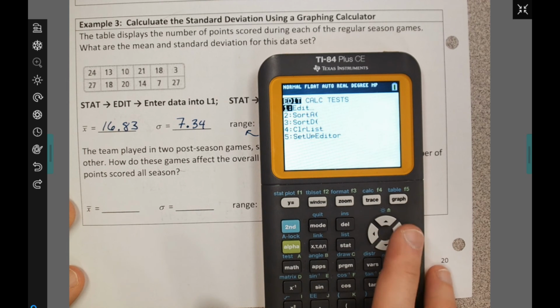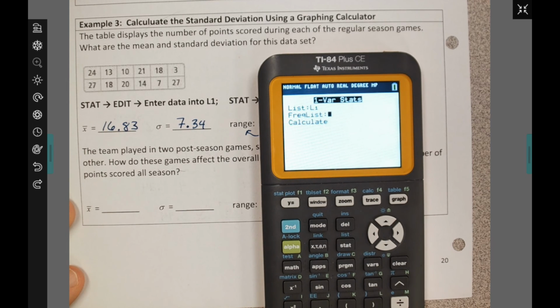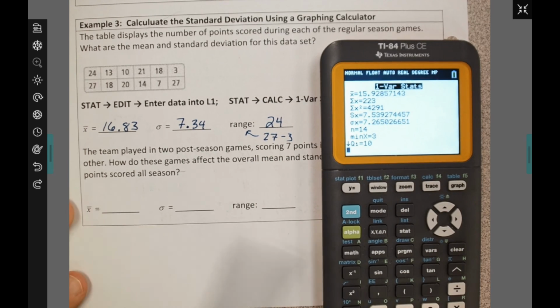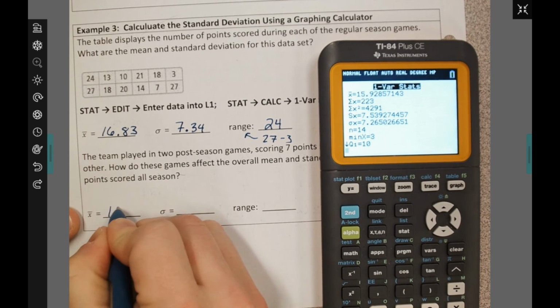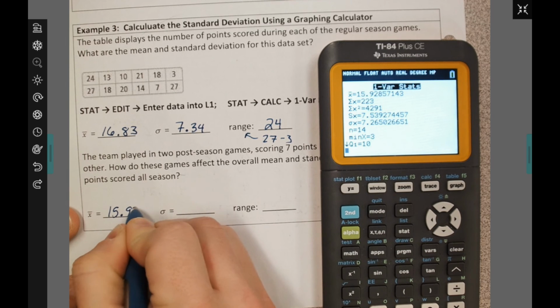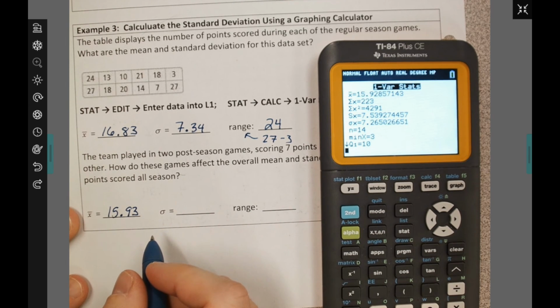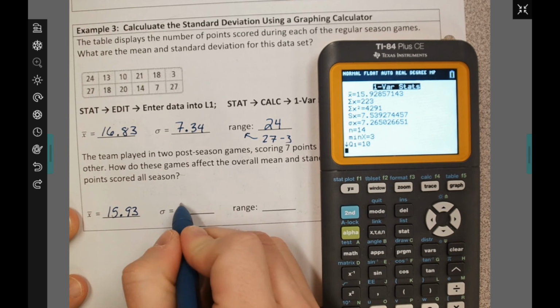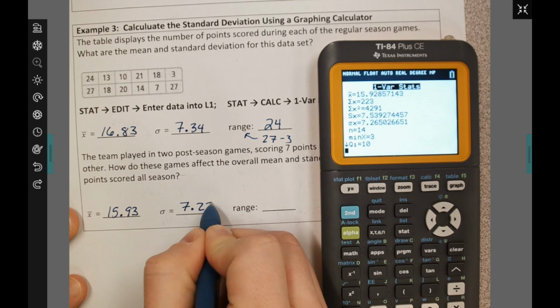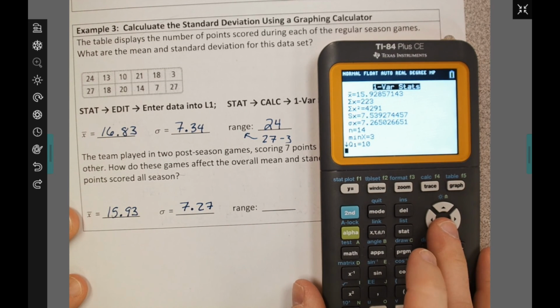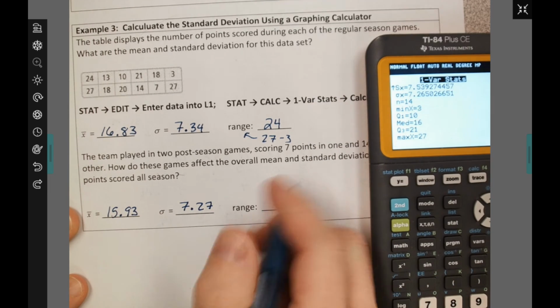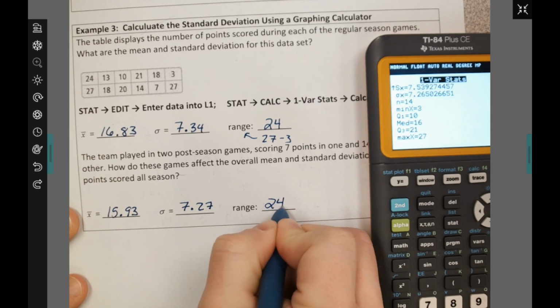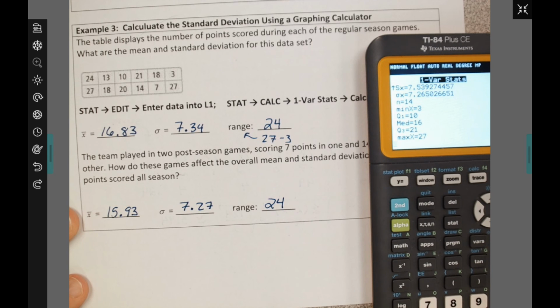So we're going to go ahead, stat, calc, 1 var, calculate. The mean is 15.93. Standard deviation is going to be 7.27. And then our min and max stayed the same. So the range would be 24.